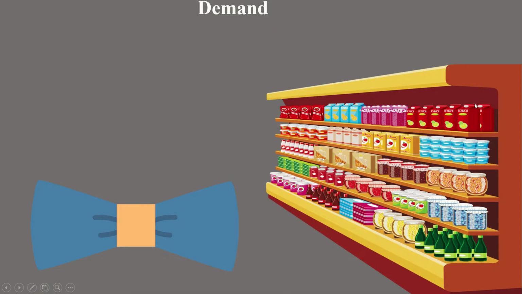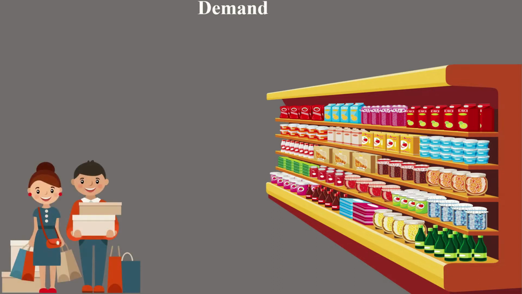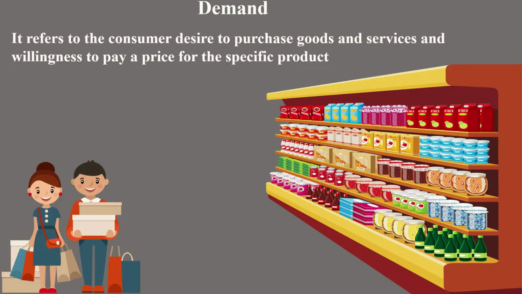First, we are starting with demand. What is demand? We are all doing these things for demanding goods and services. Demand refers to the consumer's desire to purchase goods and services and willingness to pay a price for the specific product. Here, for something to be considered as demand, two things are to be satisfied.